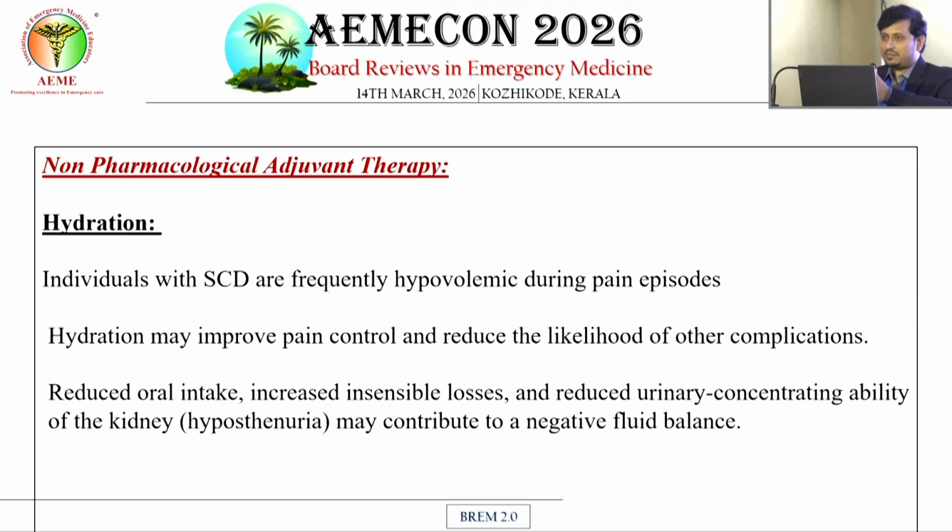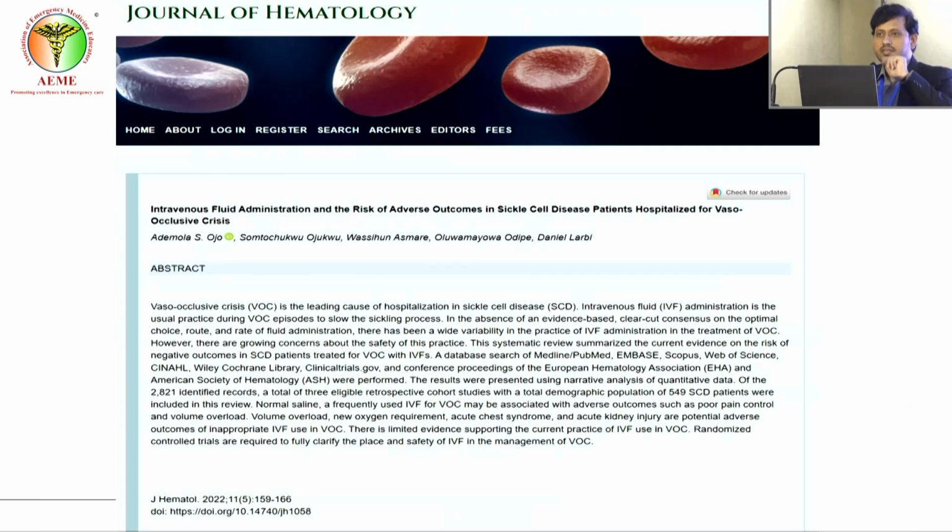I'm going a little fast now, because for non-pharmacological therapy we are going to discuss mainly three things. One is hydration, second is oxygenation, third is blood transfusion. Hydration: as we were discussing, dehydration is the main cause for VOP scenarios, so hydration has to be done in patients presenting with SCD. But there is a meta-analysis on intravenous fluid management, on which fluid has to be chosen. If you are giving fluids left and right, the patient may land up in a volume overload status, because we don't know the cardiac condition.